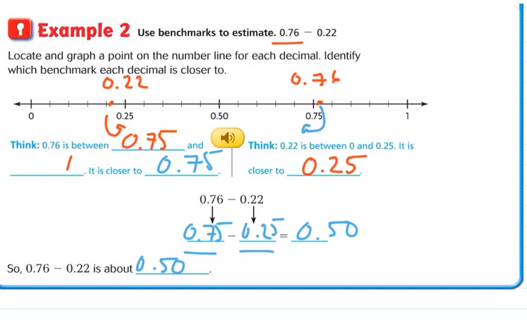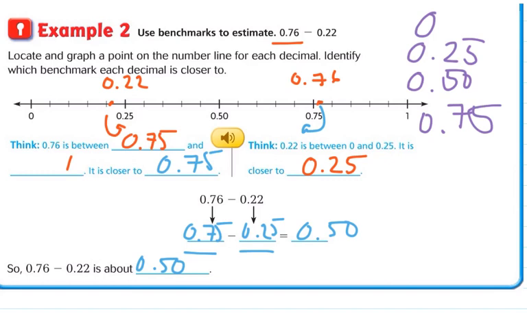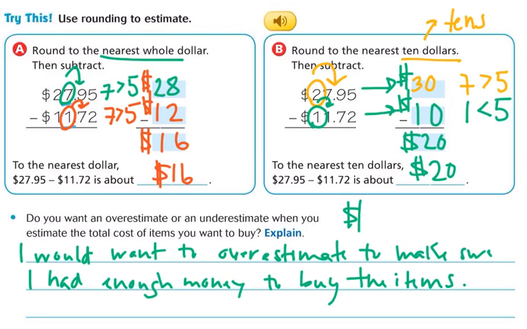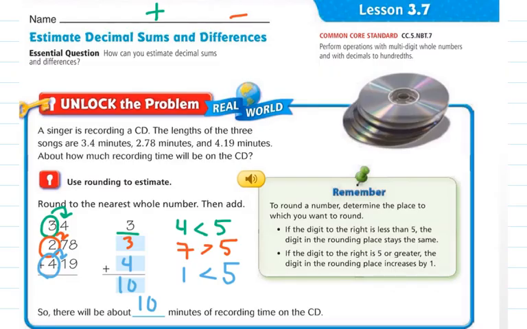So remember, boys and girls, all of the problems in this actual lesson were estimates, and we used several strategies. We used benchmark numbers. Remember, our benchmark numbers look a lot like our money. 0, 25 hundredths, 50 hundredths, 75 hundredths, and 1. So we did benchmarks in subtraction and addition. And then we also just used rounding as well. So those are the 2 strategies that you really need to know and harness from this lesson.